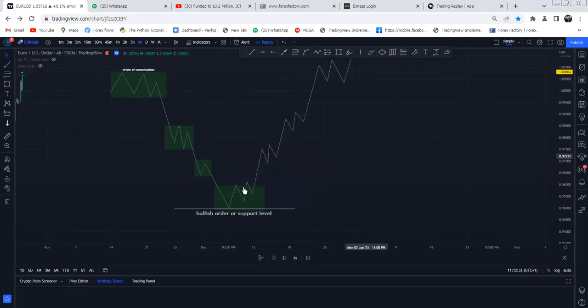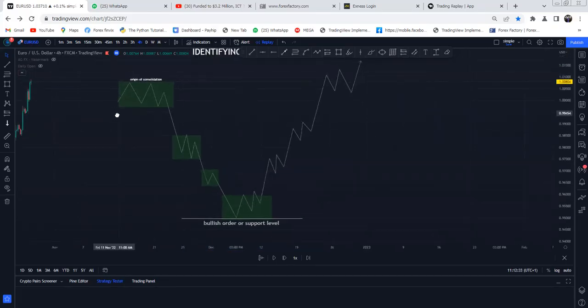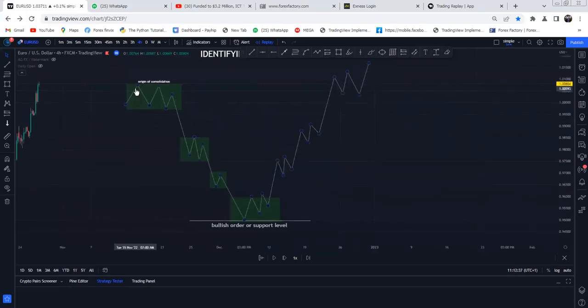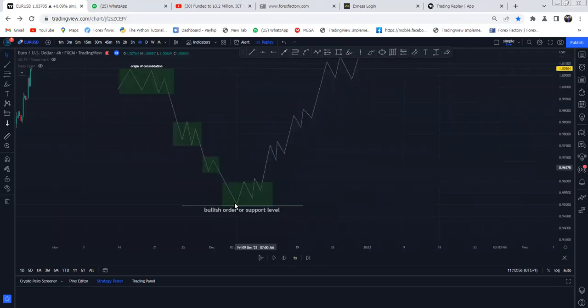So now your origin of consolidation here, it starts from somewhere. Let's say it could be starting from a fair value gap. You have some kind of accumulation from a fair value gap or something. It starts from there, and it starts to drop down. It drops down to a level of a bullish order block or a support level.